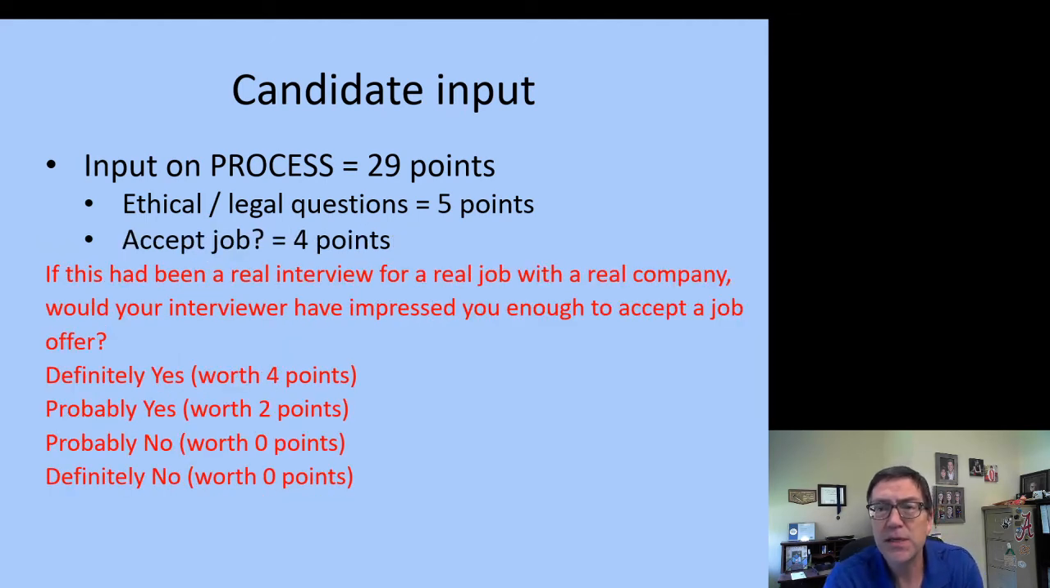The last part of this, making up the 29, is asking if this had been a real interview for a real job with a real company, would your interviewer have impressed you enough to accept a job offer? If they say probably or definitely no, no points. If they say probably yes or definitely yes, you either get 2 points or 4 points. So you want to present yourself in a way, present the job in a way, and present the company in a way to where if this were real life and they were really looking for a job, they'd say, man, and to be able to work with that person, yeah, I'd take that job in a heartbeat. Every time they say yes, it's 4 points.